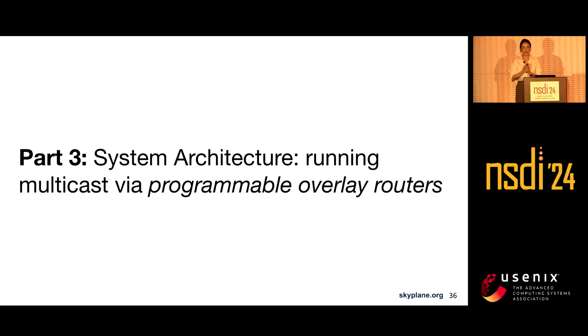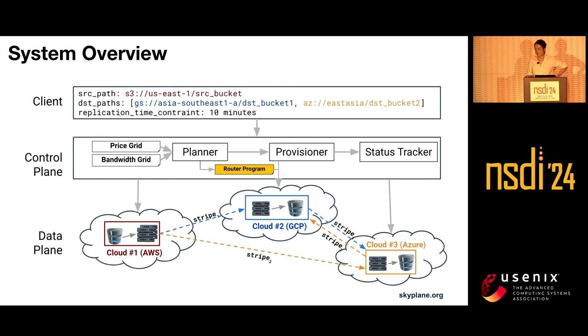So finally, I'm going to go over our system architecture, basically how we ran overlay multicast with programmable overlay routers. This is an overview of our system. Basically, we have a client. You can use both a Python client or just a CLI tool. You specify a source path, which is an object store path, and also destination paths, which are also in object stores. In addition, you specify some replication time constraint, something like 10 minutes.